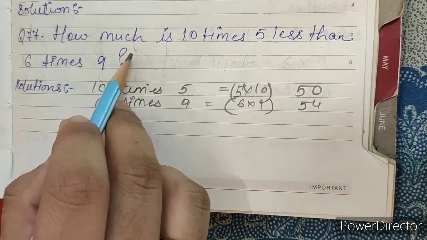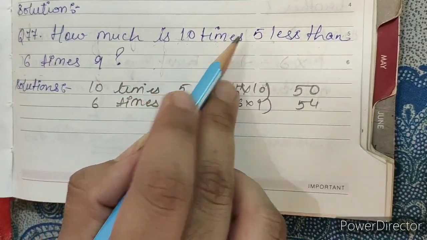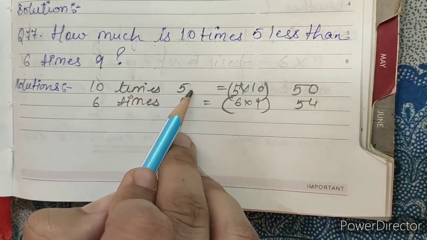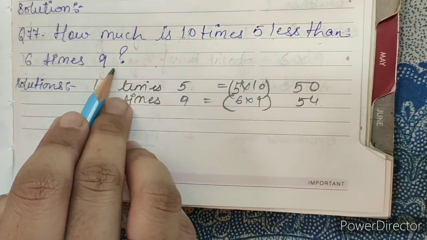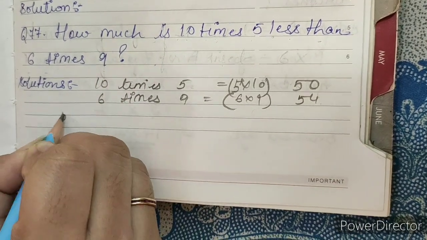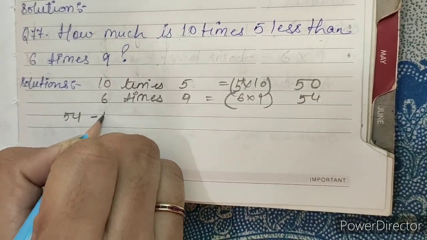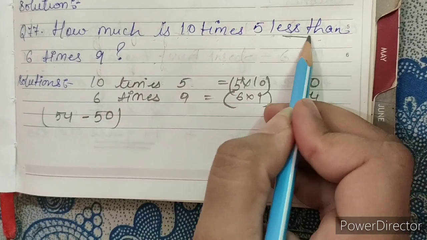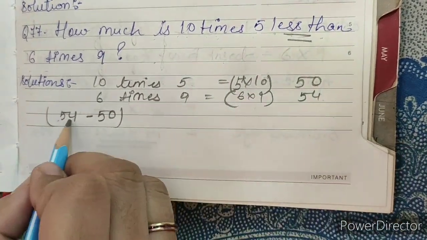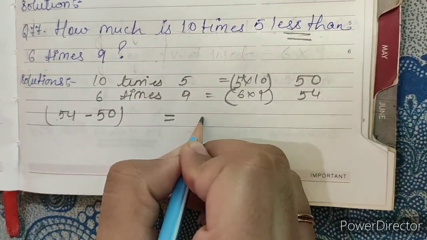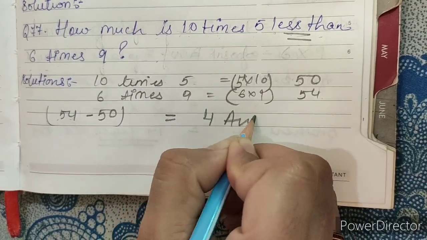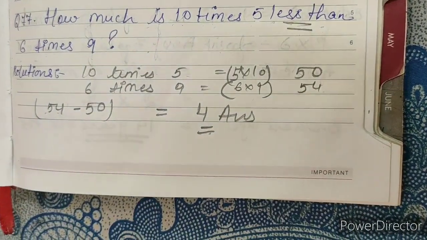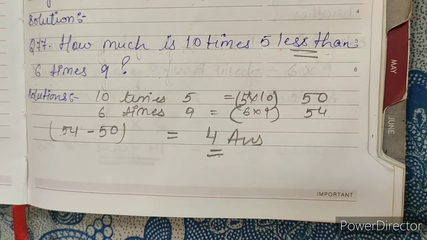So how much is 10 times 5, 50, less than 6 times 9? So 54 minus 50, it is written there less than, so 54 minus 50 equals 4. 4 is our answer.